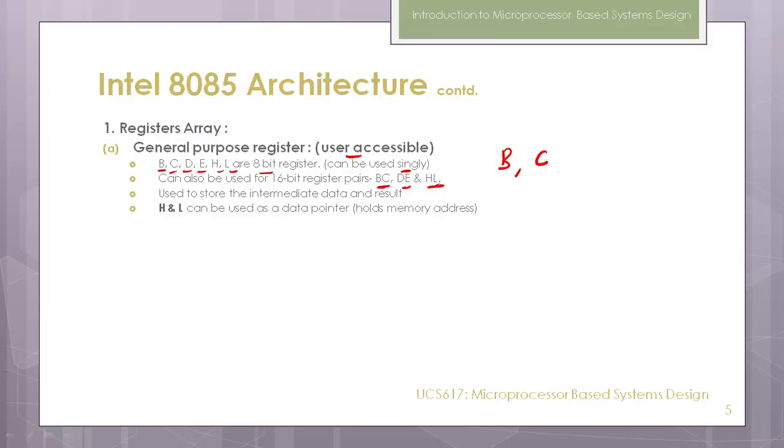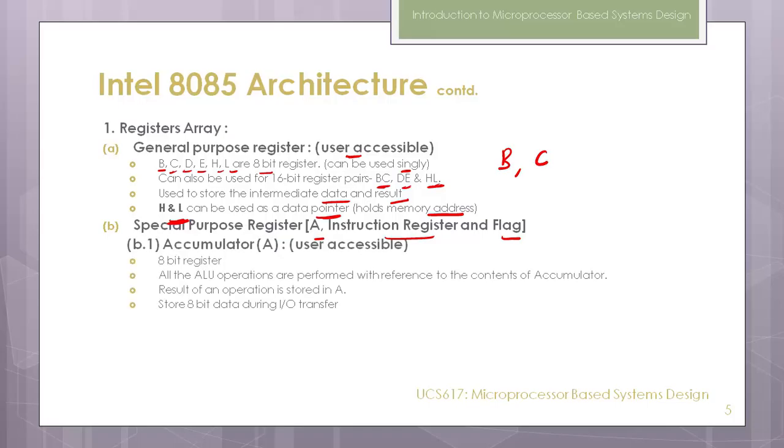Third point, they are used to store intermediate data and results. Last one, H and L can be used as a data pointer. We can say that it holds the memory address. It is used as a memory register. Now the next category is special purpose registers, that is the accumulator, instruction register and flag register.